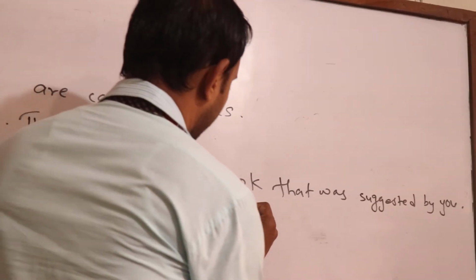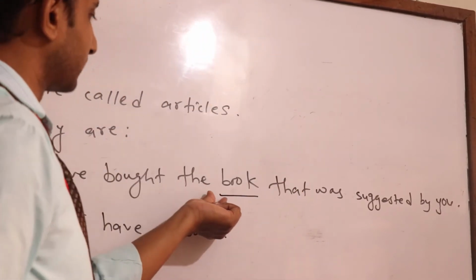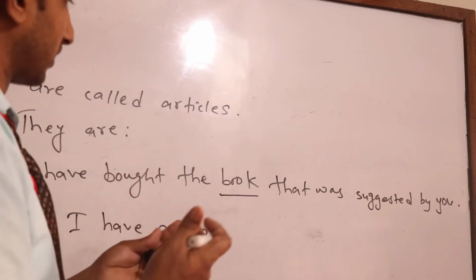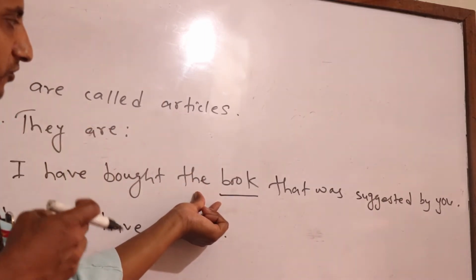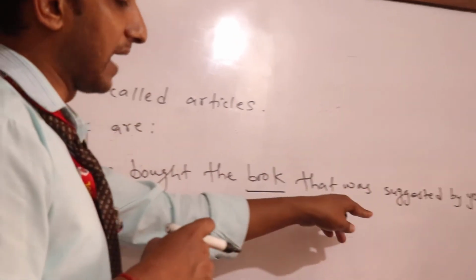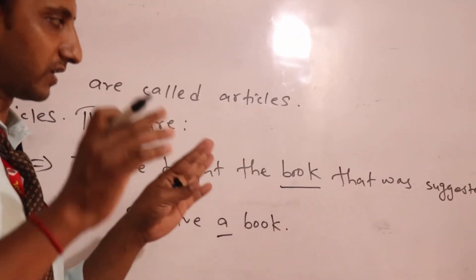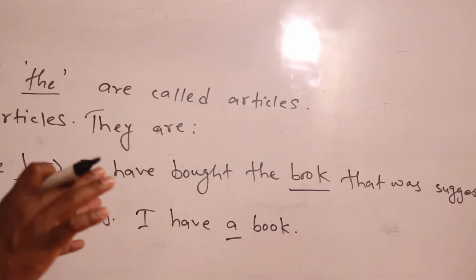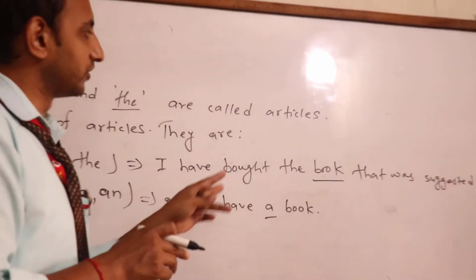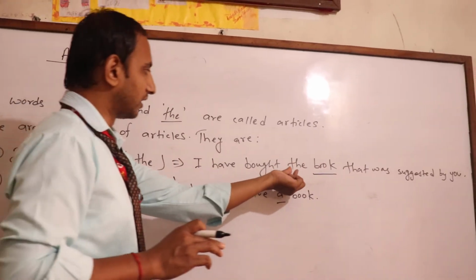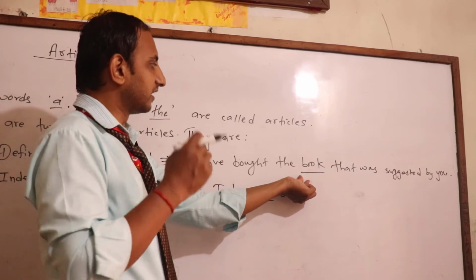Now here, this book is fixed. This book is special. Now we cannot say any one book. Here, which book am I going to buy? I am going to buy, or I have bought, the book that you have suggested. Not any other book, but the book that was suggested by you. Not another book am I going to buy. I am going to buy that book which was suggested by you. Not any other book. So here, the comes for a special noun.